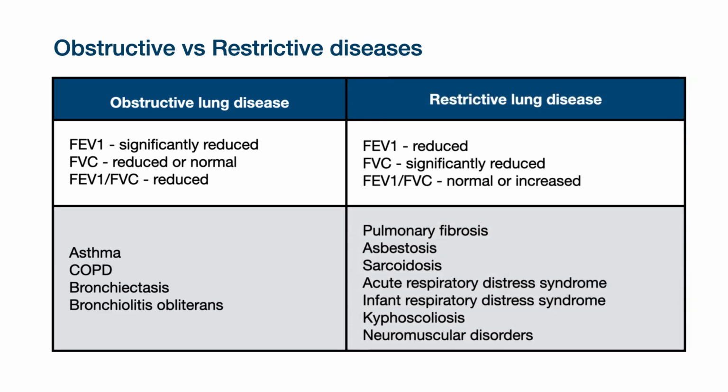Restrictive disease, on the other hand, has a reduced FEV1 with significantly reduced FVC, and this in turn gives us a normal or increased FEV1 over FVC. Examples of conditions are pulmonary fibrosis, asbestosis, sarcoidosis, acute respiratory distress syndrome, infant respiratory distress syndrome, kyphoscoliosis, and neuromuscular disorders.